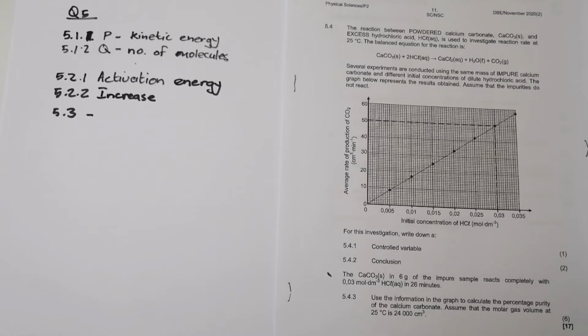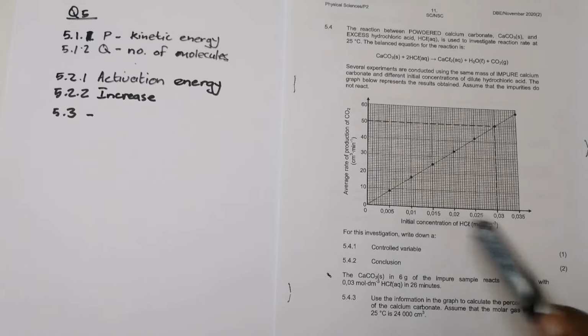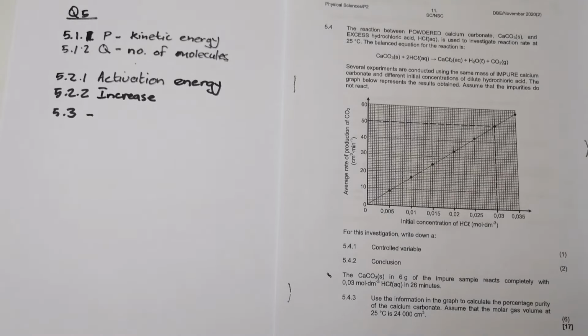They say for this investigation, write down A, the controlled variable. Now the first thing that you ought to note about a reaction is what exactly are we changing? In that reaction, our independent variable is the initial concentration of hydrochloric acid. So if what we are changing is the initial concentration of hydrochloric acid, what do we need to make sure remains constant?